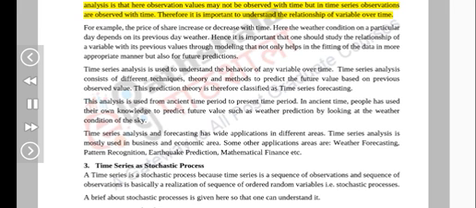The main thing in regression analysis is that here observation values may not be observed with time, but in time series, observations are observed with time. Therefore, it is important to understand the relationship of a variable over time. For example, the price of a share increases or decreases with time. Here the weather condition on a particular day depends on the previous day's weather.